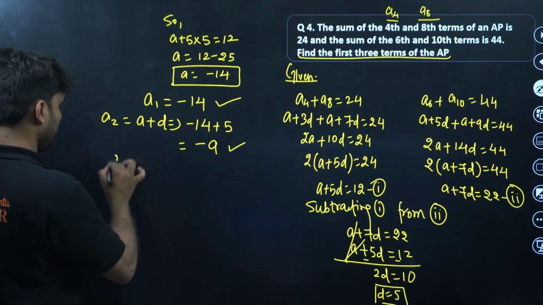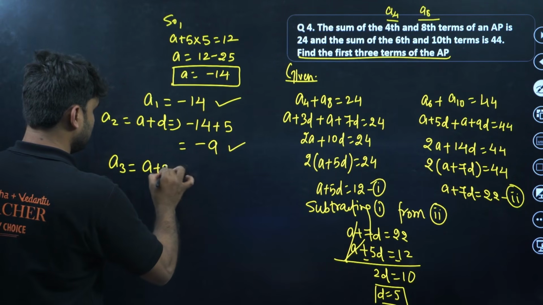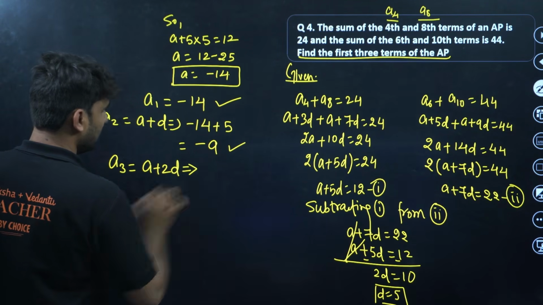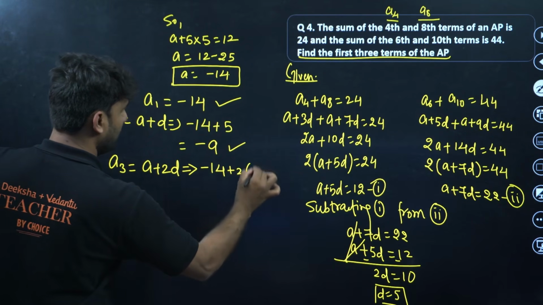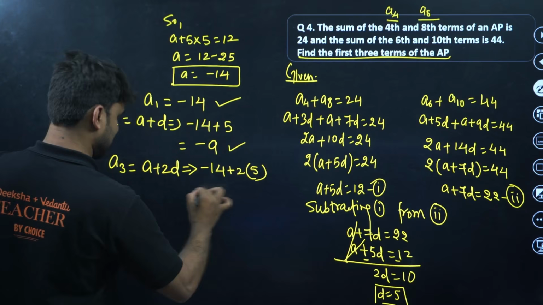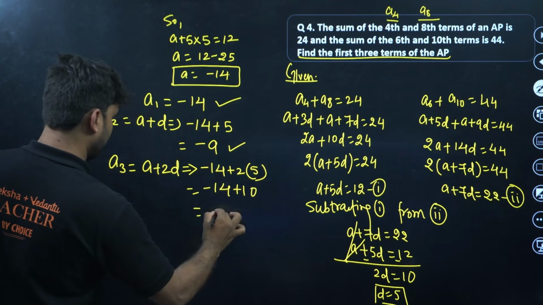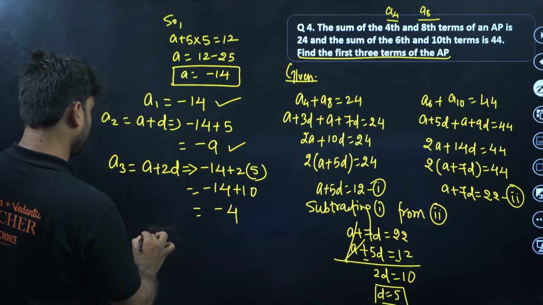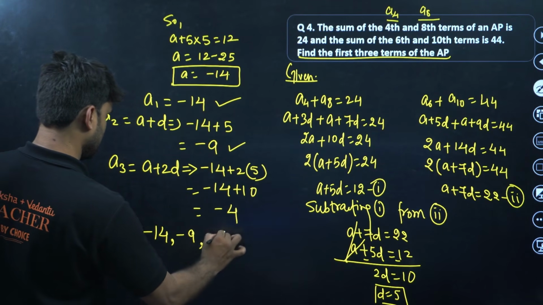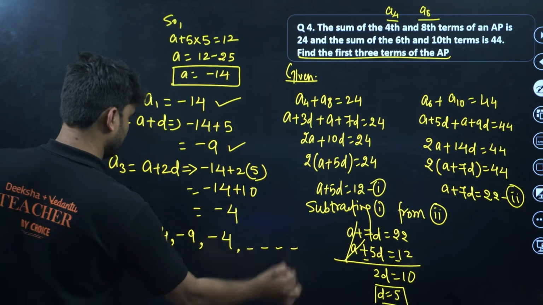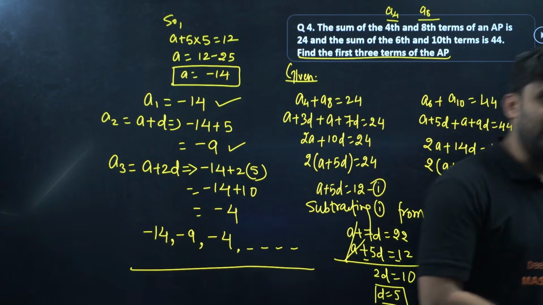Right, now A3. So A3 will be A plus 2D. Alright, A we have is minus 14 plus 2 into D, which we have is 5. Let's solve. 5 twos are 10. Minus 14 plus 10 will be minus 4. So the first 3 terms will be minus 14, minus 9, minus 4, and so on. This is the answer. Minus 14, minus 9, minus 4.